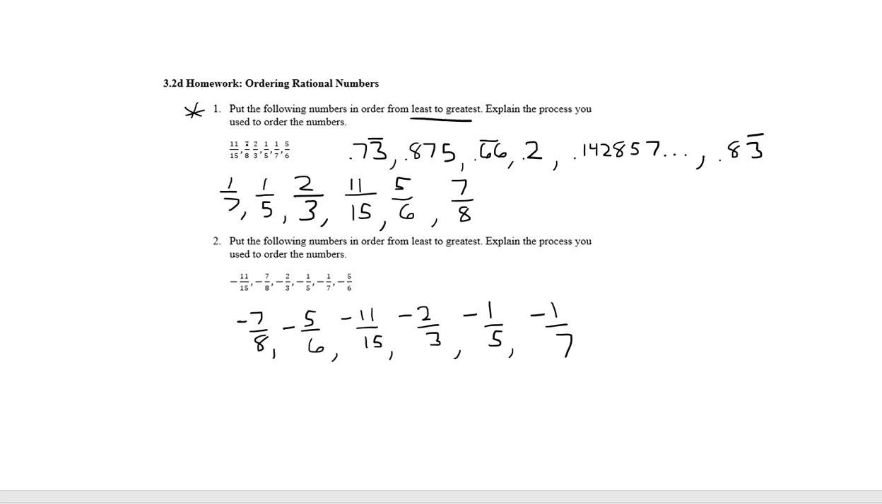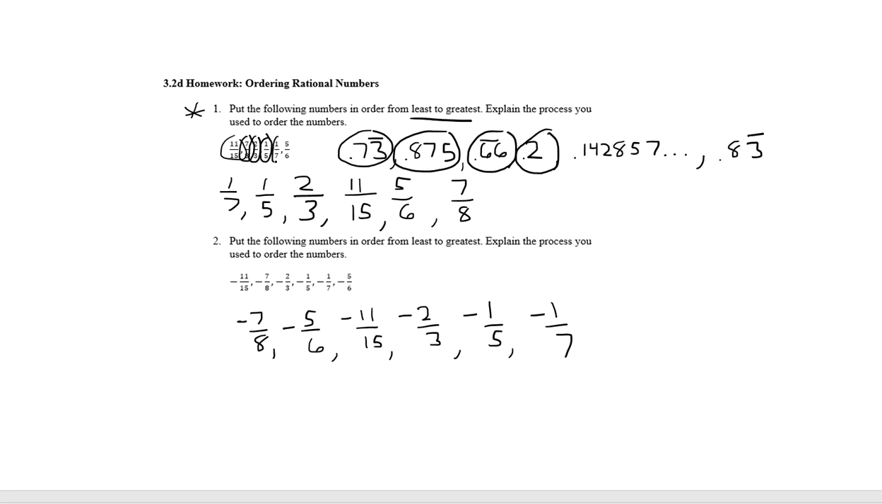Okay, so 11/15 as a decimal was 0.73 repeating. 7/8 as a decimal is 0.875. 2/3 as a decimal, hopefully this is one that you have memorized, is 0.66 repeating. And sorry, 0.875 is not repeating. 1/5 as a decimal is 0.2.